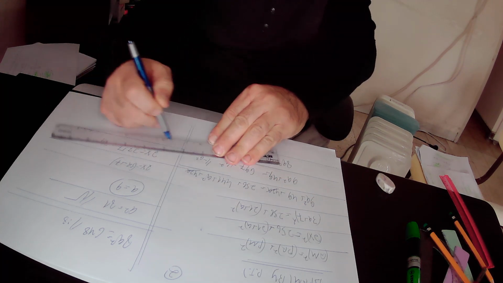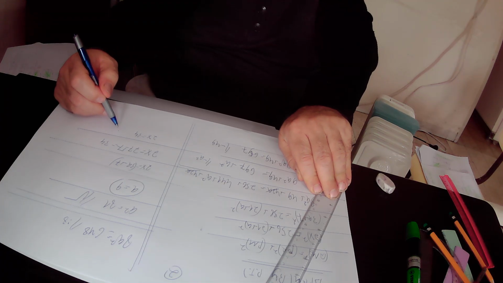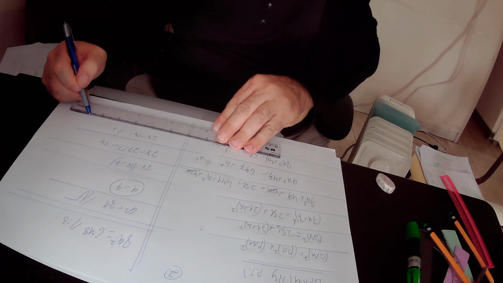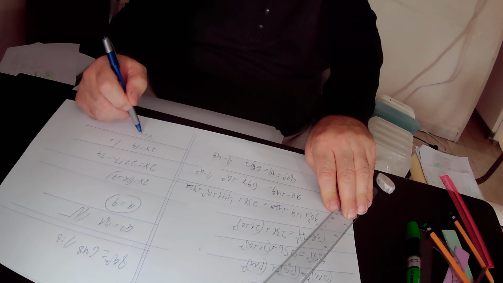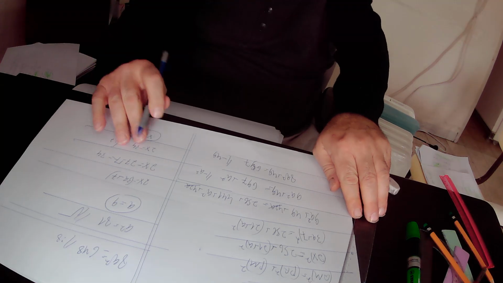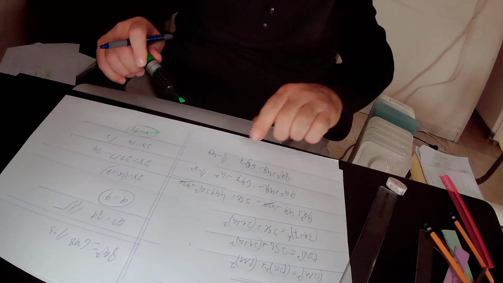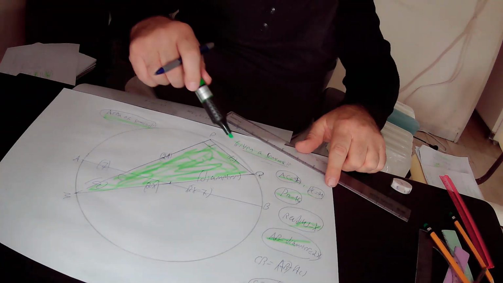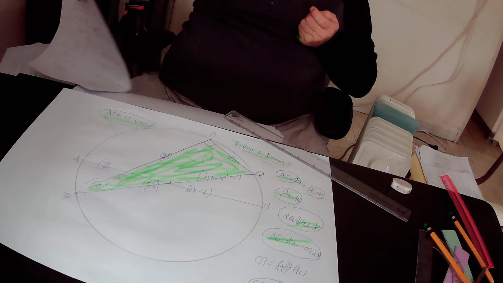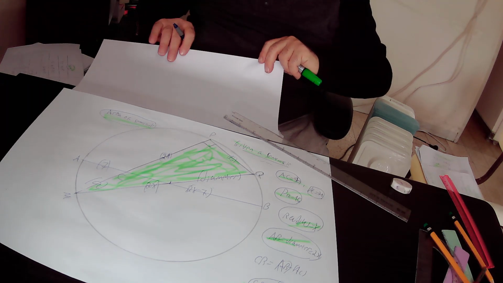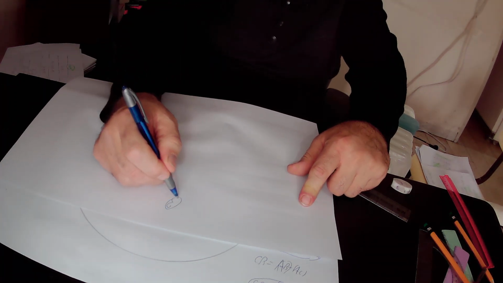So in total, 2x equals 34. Here we divide this equation by 2 and finally get that x equals 34 over 2, which is 17. x equals 17 units. Actually, x is the radius of this semicircle, and it equals 17 units. So x equals 17.